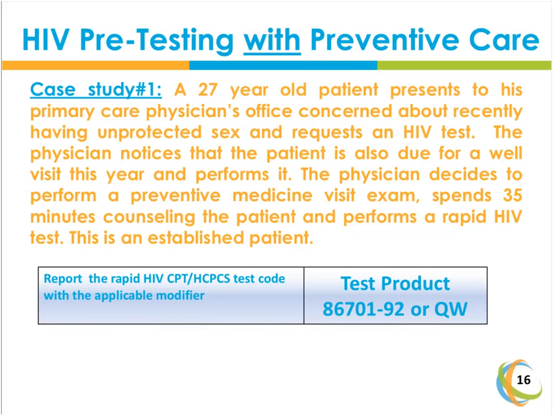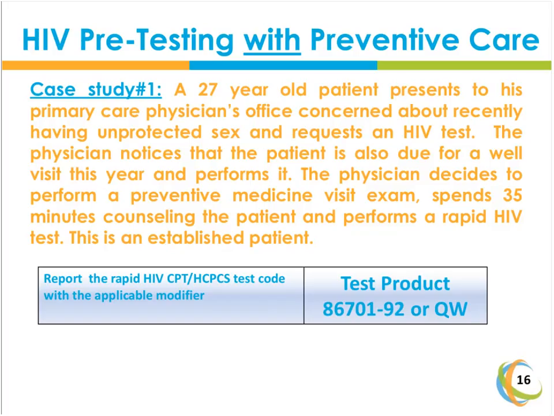So let's look at some examples. The first example provides an overview of an HIV pre-testing with preventive care. A 27-year-old patient presents to their primary care physician's office and advises the physician that they recently had unprotected sex and would like an HIV test. The physician notices that the patient also needs a well visit and decides to perform a well visit. But this particular example is specific to the HIV test code.